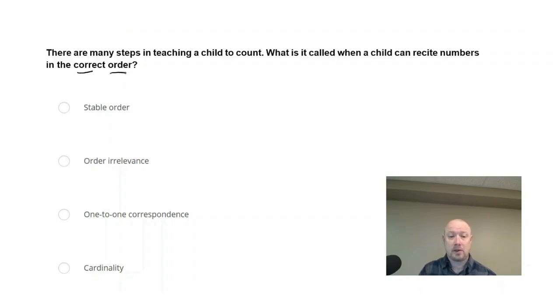So let's look at some of the choices here and eliminate some possibilities. So cardinality in this case would be understanding that there is a final sum or quantity to the numbers. Right. So for example, if you're adding up how many different objects that the student can see and getting a total for that. So I'm going to eliminate cardinality. One-to-one correspondence would be a student understanding that the number that they're counting silently in their head is equivalent to the number that they're seeing. So that is being able to make that connection, the one-to-one correspondence. So I'm going to eliminate that.